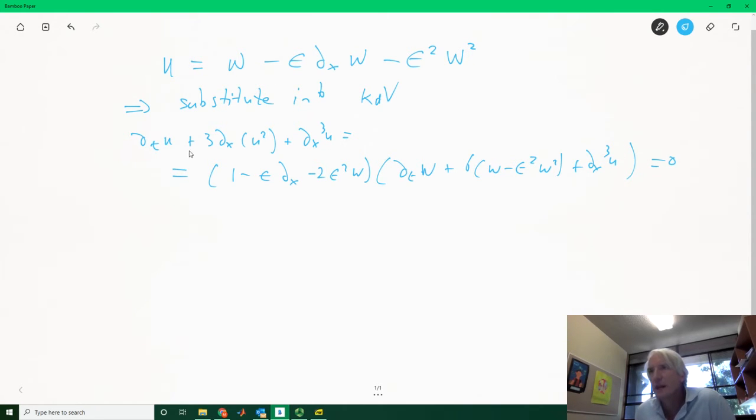It's going to be a bit of algebra to work that out, but you can follow along and you can get this expression here. So if this thing here is equal to 0, then clearly u satisfies the KdV. So this is our equation here.